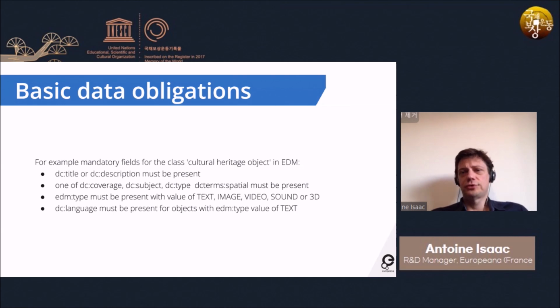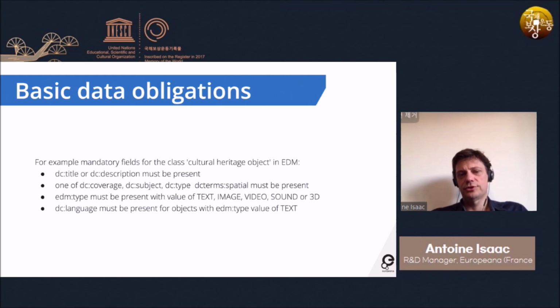So the first solution that we try to apply is to make some basic rules that tell people what they have to give. So in our Europeana data model, we have rules that say that some metadata fields must be present. So for example, it's mandatory to have a title or a description. There should be at least one of the properties that says the temporal or the spatial coverage of an object, the subject of an object, the type of an object, so things like that.